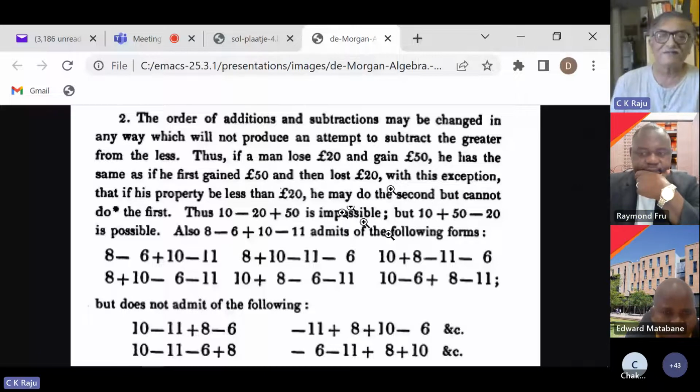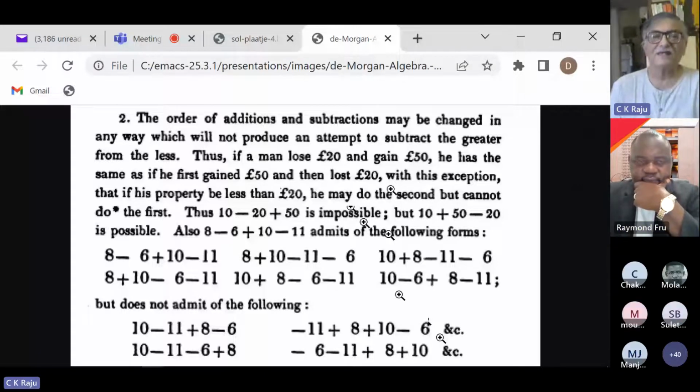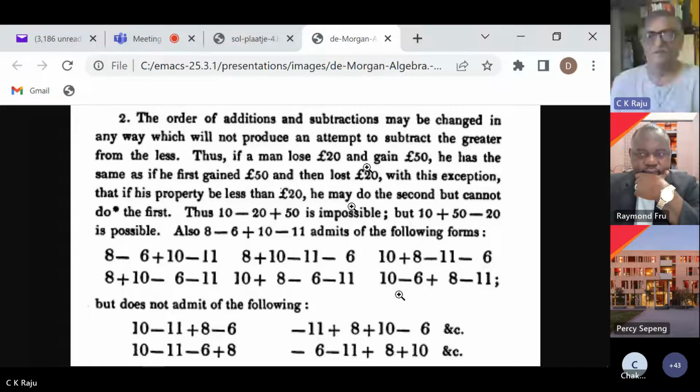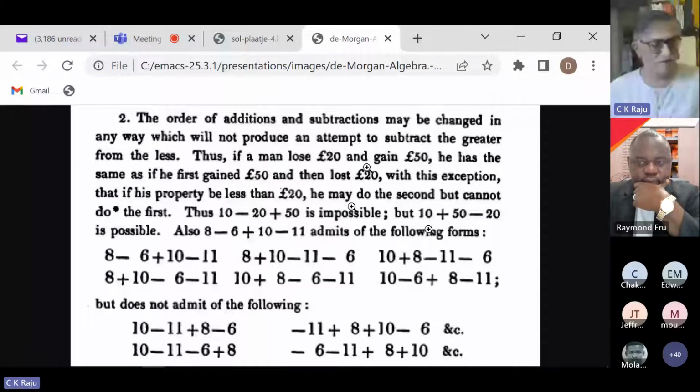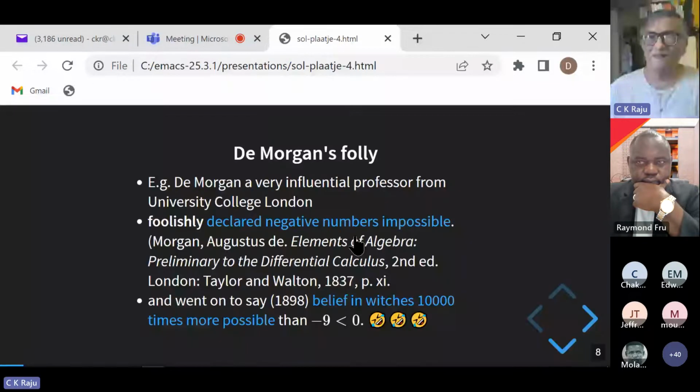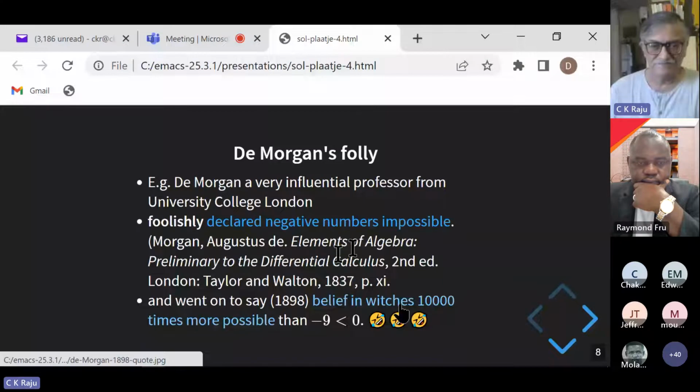So you see, he says such a stupid thing. He says that 10 minus 20 plus 50 is impossible. All right, you can have 10 plus 50 minus 20, because negative numbers are impossible. So this is what De Morgan said. And this he is writing in the 19th century. And he is a very influential professor of mathematics. In fact, he went a step further.